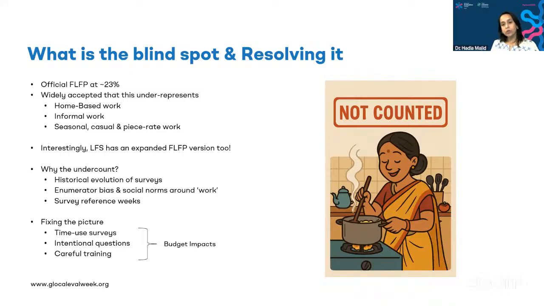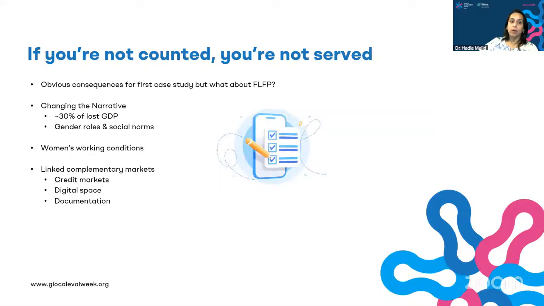In this, time use surveys have been quite successful. Going back to the example that I gave you earlier about the time use survey in Punjab, it requires quite a bit of careful training of enumerators. Of course, this is expensive, so it has budgetary impacts, but perhaps it's worth these budgetary impacts.